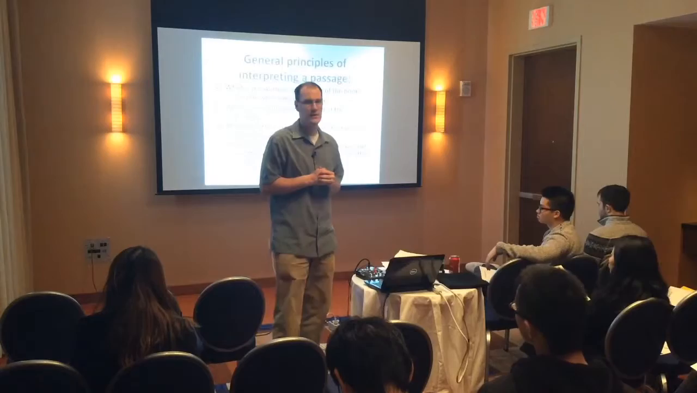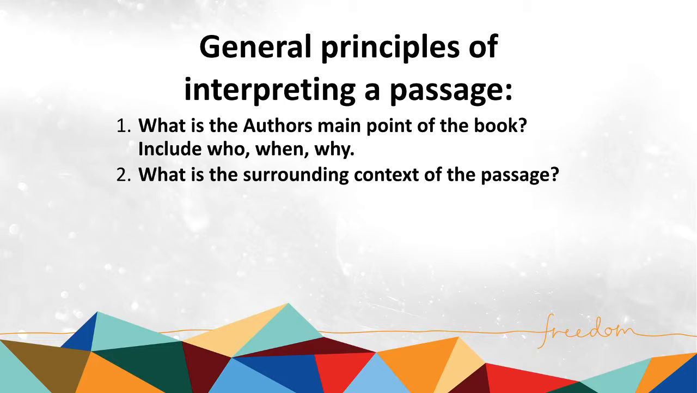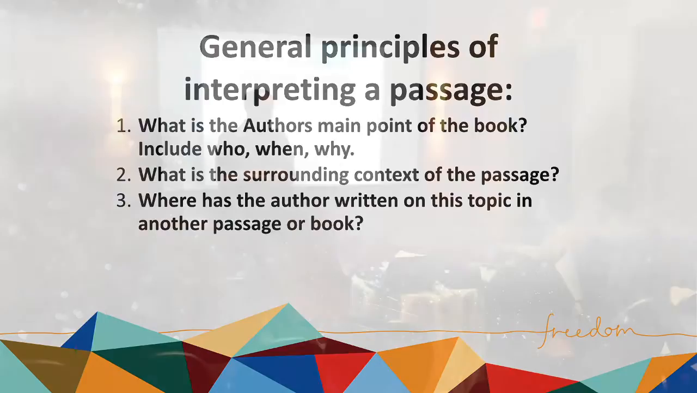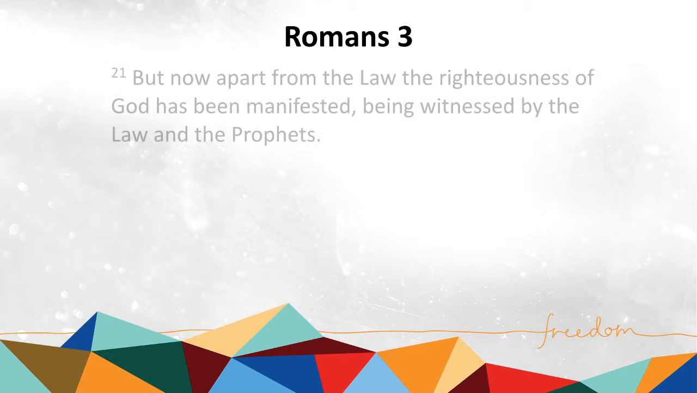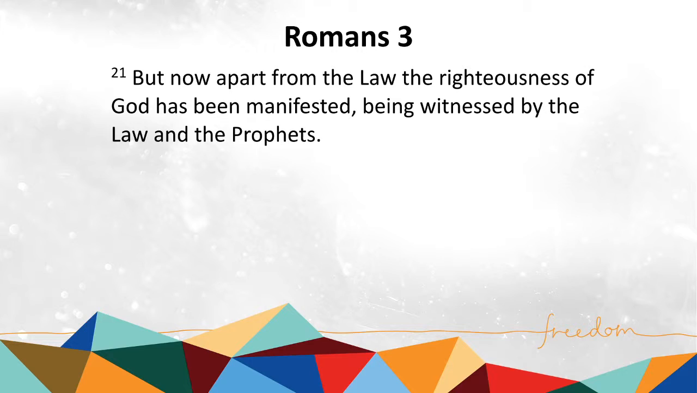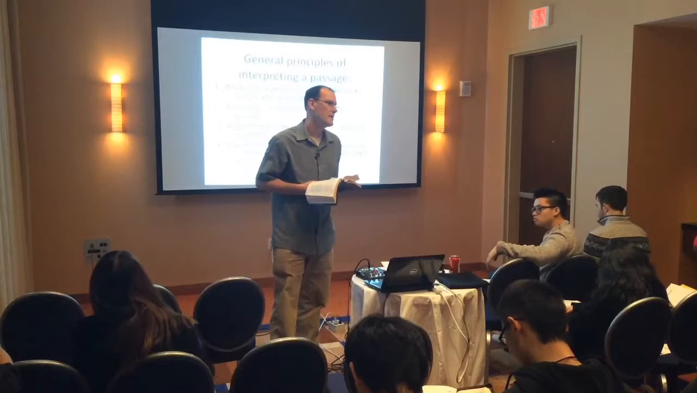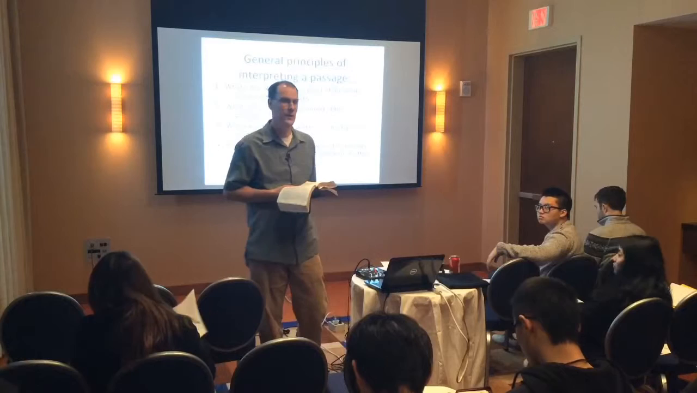Number three, where has the author written on this topic in another passage or book? For example, in Romans 3:21 it says, but now apart from the law, the righteousness of God has been manifested or shown, being witnessed by the law and the prophets. What are the law and the prophets? The Old Testament. Yeah, it's all of the body of the Old Testament.